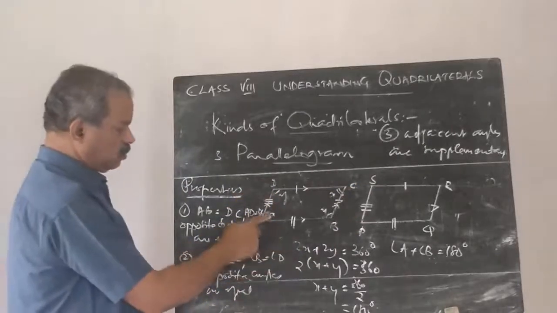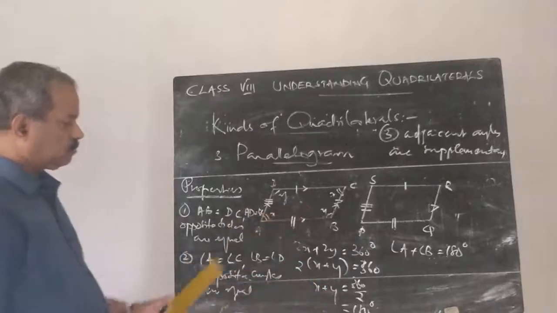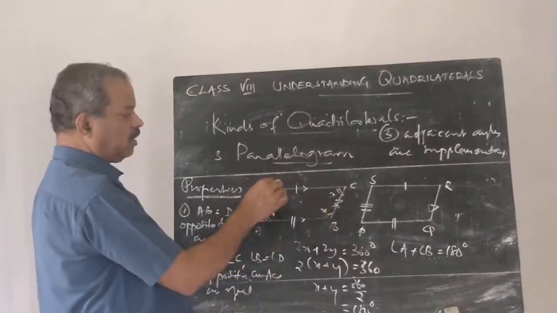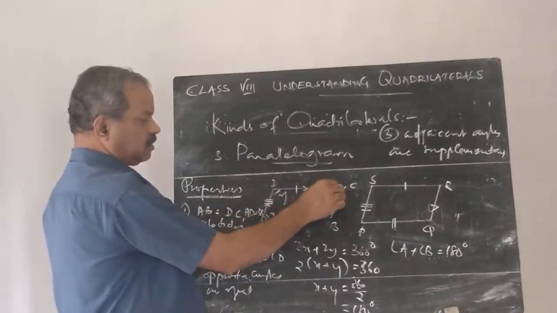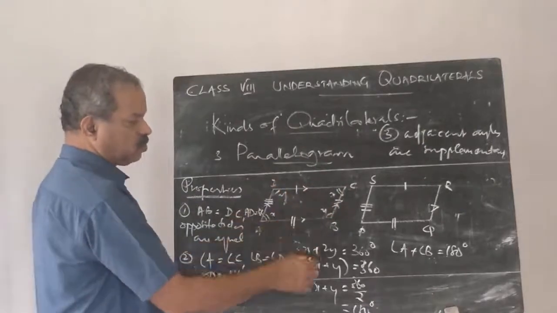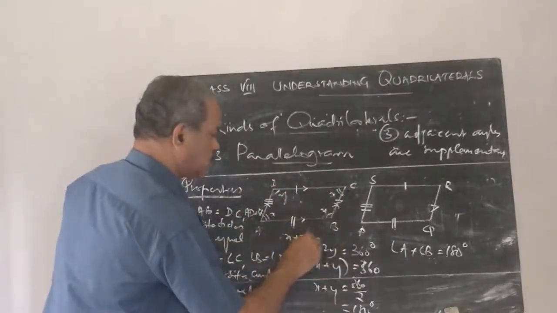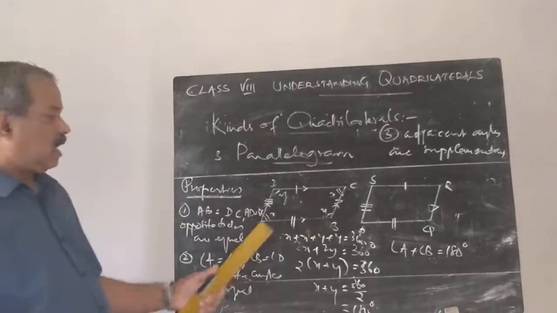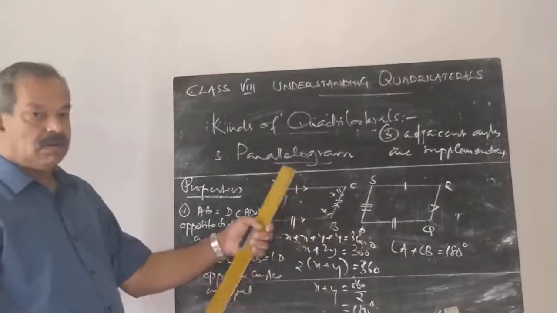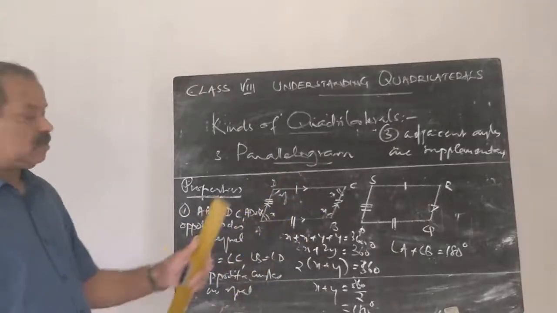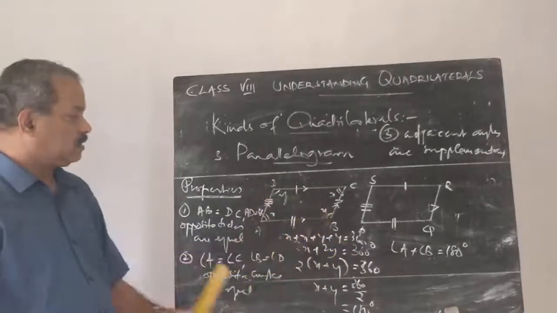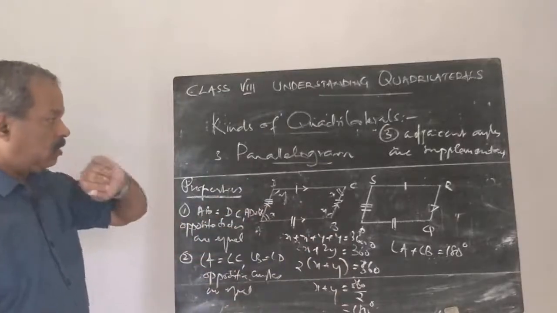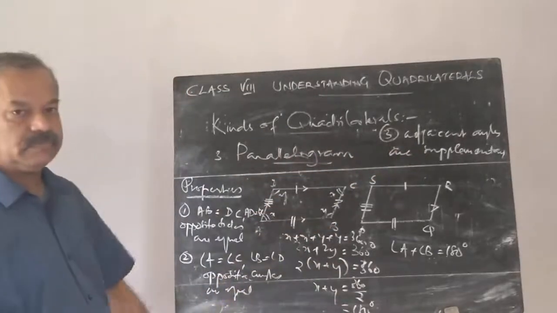We use the second property to prove this result. If angle A equals x, angle C is also x. If angle B equals y, then angle D equals y. x plus x plus y plus y, 2x plus 2y equals 360. That is the sum of the interior angles of a quadrilateral or parallelogram. A parallelogram is also a quadrilateral, so the sum is 360. From 360 we can get x plus y equals 180. Third property: adjacent angles are supplementary.